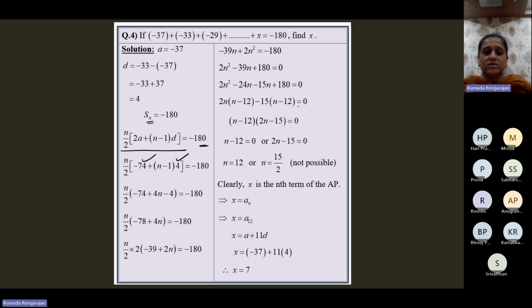So on working, this is the quadratic equation. I've split the middle term. You can also use the quadratic formula. These are the two values for n. This is not possible. So there are 12 terms here. This is the 12th term. So a12 is a plus 11d. So the value of x is 7.